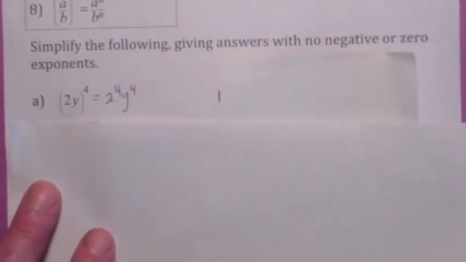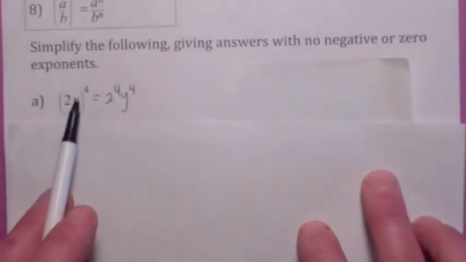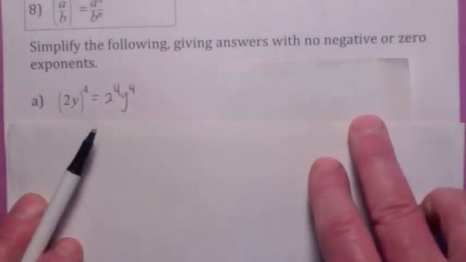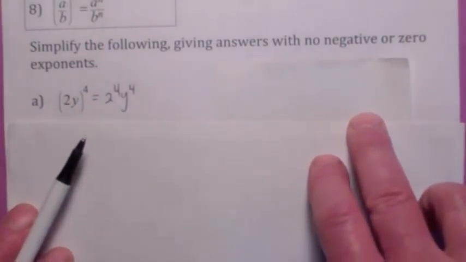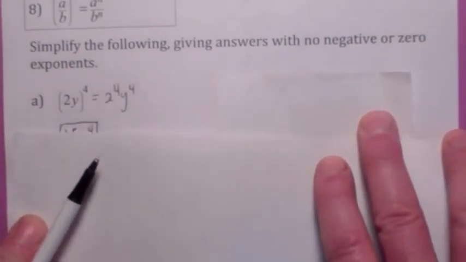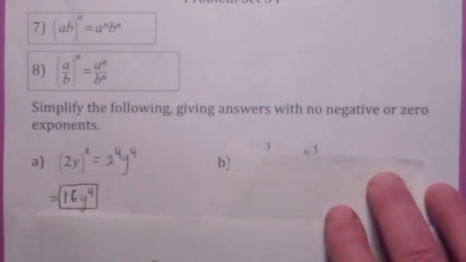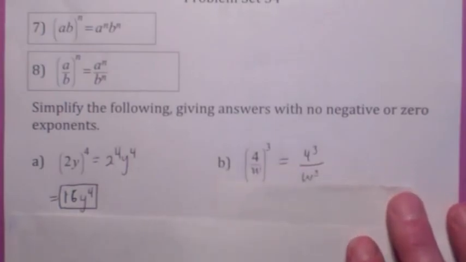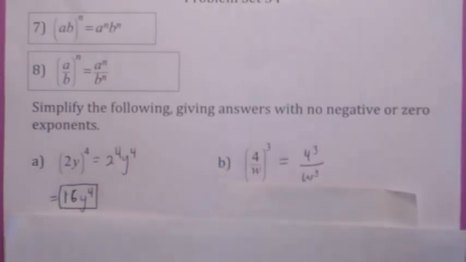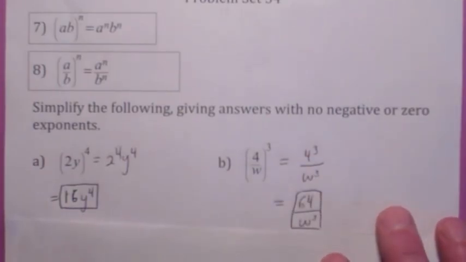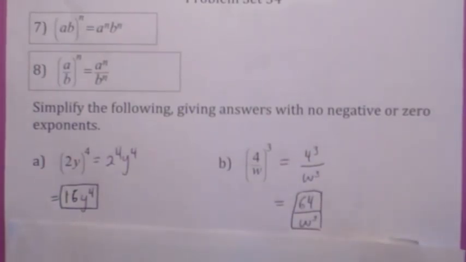Look at this first one. It says (2y) to the 4th. Now you could write this as 2y times 2y times 2y times 2y, but what Rule 7 says makes it a little bit easier, I think. It just says raise 2 to the 4th power times y to the 4th power, so you get 16y to the 4th. Similarly, for this next one, you could write this as 4 over w times 4 over w times 4 over w and multiply it out, but Rule 8 might make it a little easier. It says you could raise the numerator to the 3rd divided by the denominator to the 3rd, so your answer is 64 over w cubed. So that's what those 2 rules say.